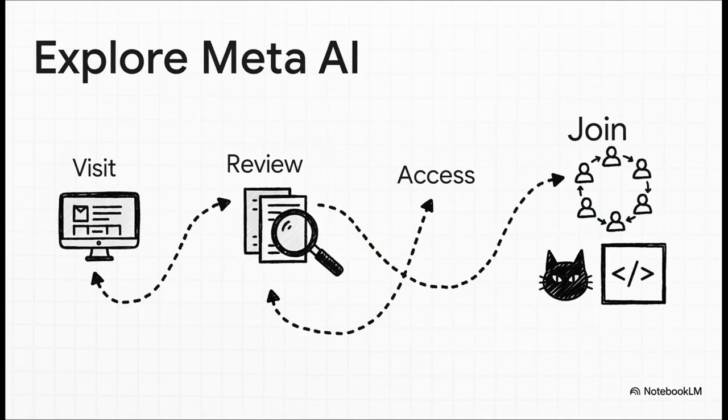And if you want to go deeper, here's where you should look. The Meta AI site is your home base for news and updates. The research papers are there if you want to do a really deep dive. The GitHub repositories let you see the actual code. And the developer community is where you can connect with other people building cool stuff.